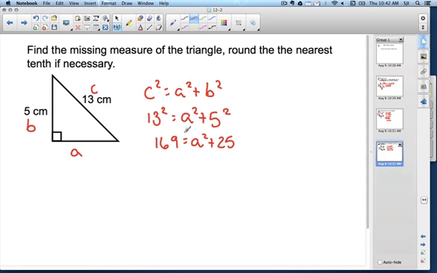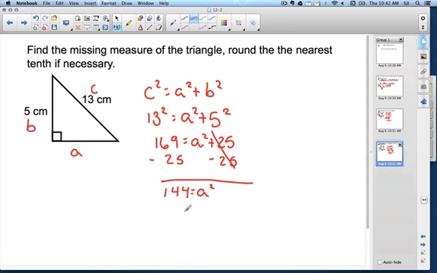Now we have to get A squared all by itself, and we do that by doing the opposite of adding 25, which is to subtract 25. Adding 25 and subtracting 25 cancel out, so you're left with A squared over on this side. 9 minus 5 is 4. 6 minus 2 is 4. 1 minus nothing is 1.